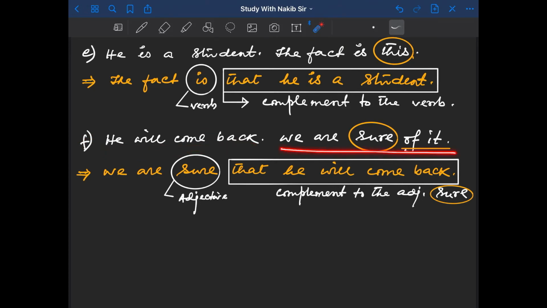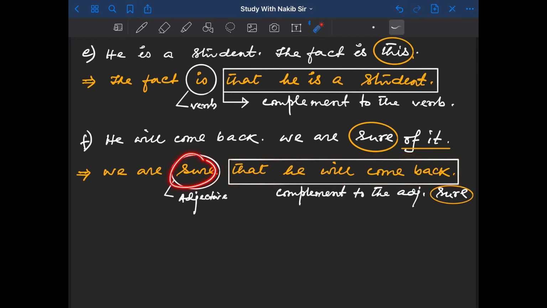We are sure of it. Sure is an adjective. Sure of what? That he will come back. So write this. We are sure. This is an adjective, and that he will come back. If you stop here, we are sure, the sentence will remain incomplete, and this part that he will come is making the sentence complete.